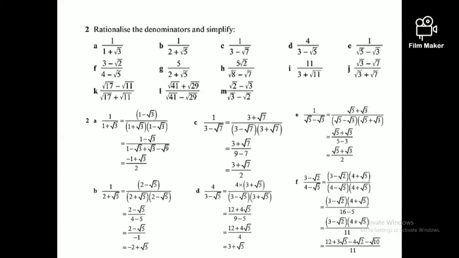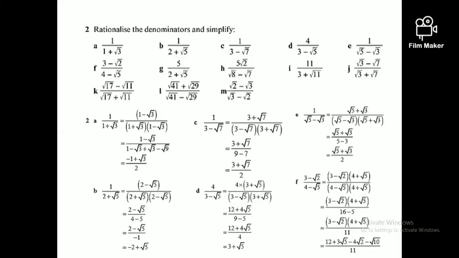Let's come to part C. If you come up with part C, the question is 1 over 3 minus root 7. How to rationalize it? You can multiply both numerator and denominator by 3 plus root 7. Then 1 into 3 plus root 7 is 3 plus root 7. Denominator is 3 minus root 7 into 3 plus root 7. Here 3 into 3 is 9, minus root 7 into root 7 is 7, because the intermediate terms get cancelled, no need of doing the expansion. So the answer is 3 plus root 7 divided by 9 minus 7, which is 2. That is the answer over here, right?